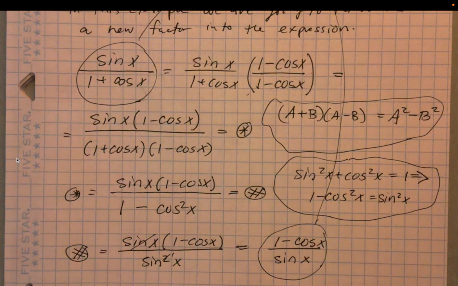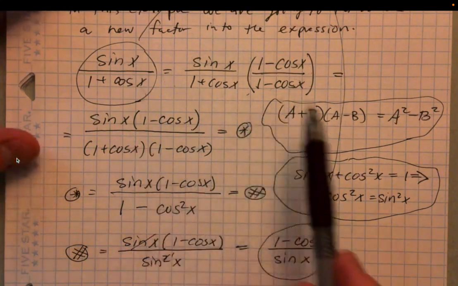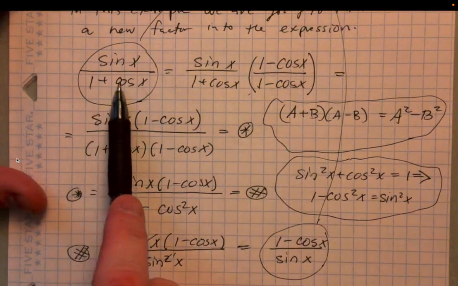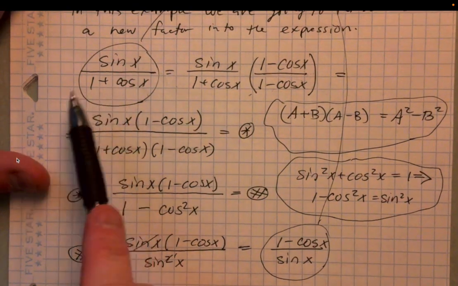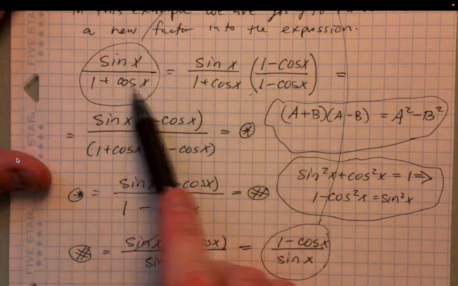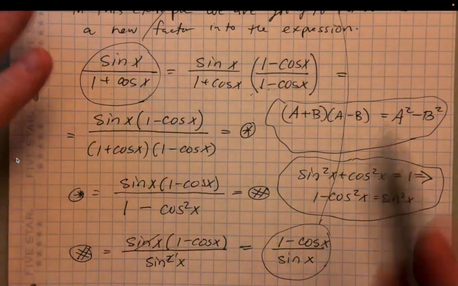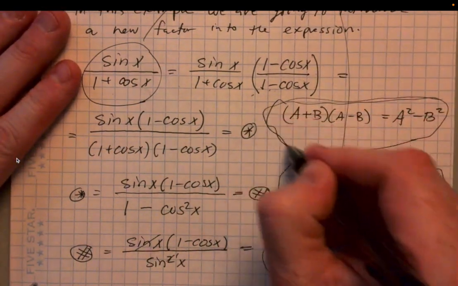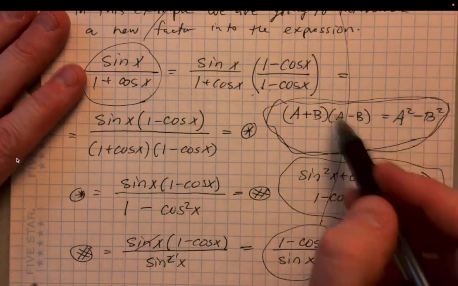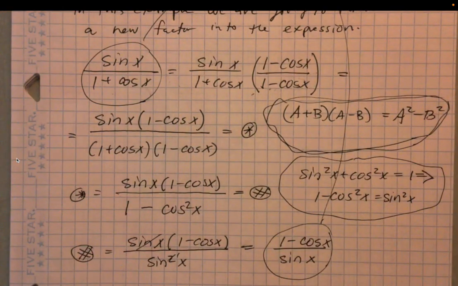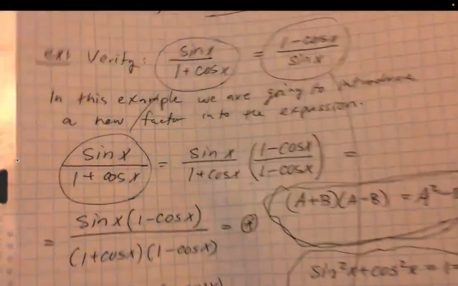Okay? And so the trick here is just knowing that when you see something like 1 plus cos x, it can be useful to multiply that by 1 minus cos x, specifically so that you can bring this sort of action into the expression. Okay? Very good. All right. Let's do one more example.